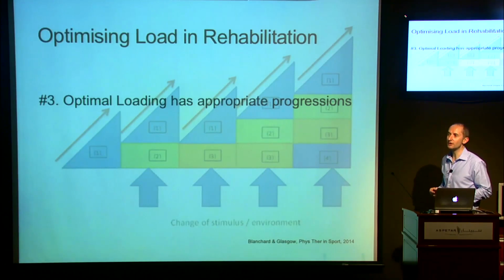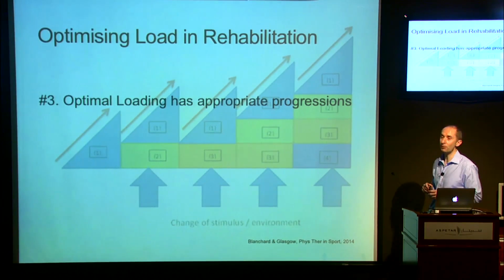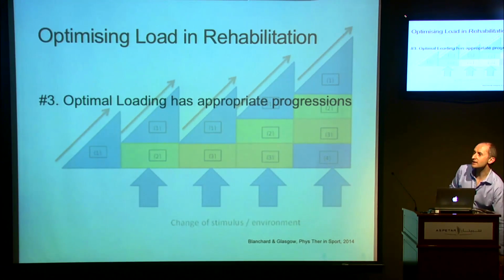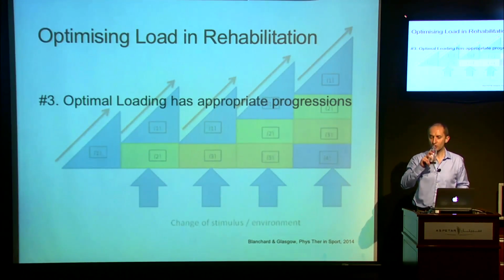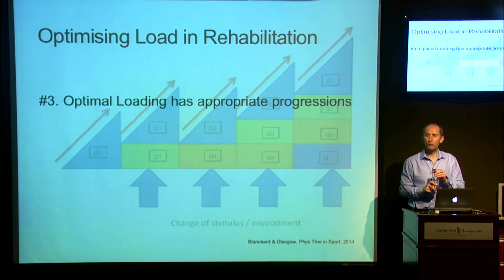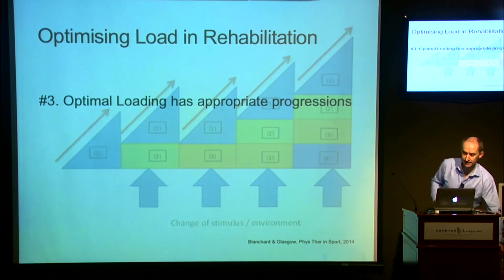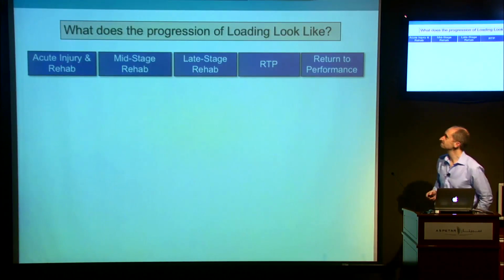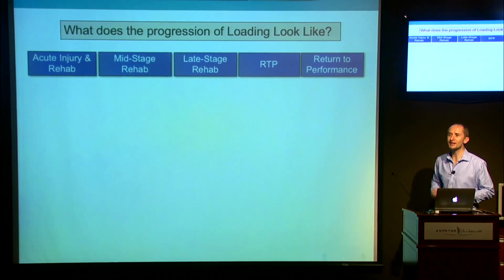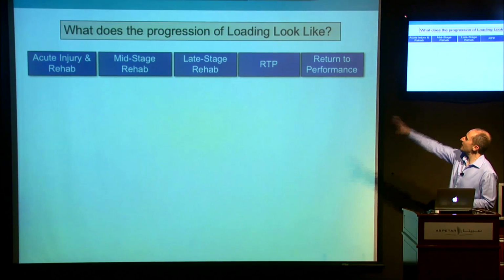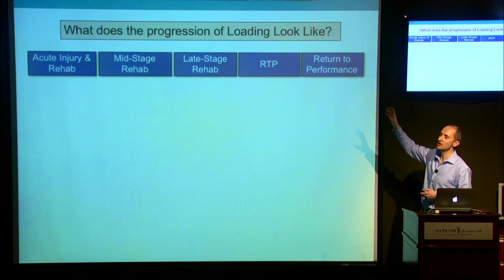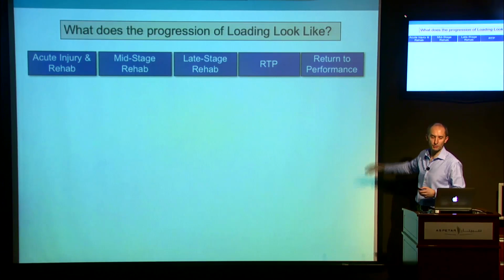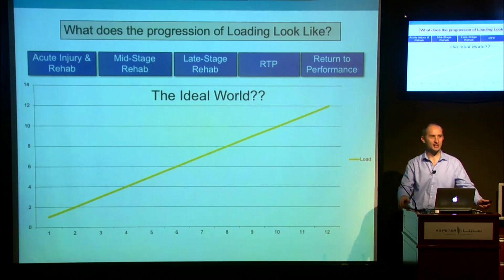Number 3, therefore, optimal loading has appropriate progressions. How can we progress our optimal loading? We don't just use a scattergun approach of one type of loading throughout our entire rehabilitation process. So what does progression of loading look like in rehab? Well, if we imagine our acute injury rehab through late stage rehabilitation, return to play, and then return to performance, in the ideal world, it looks like this, doesn't it?